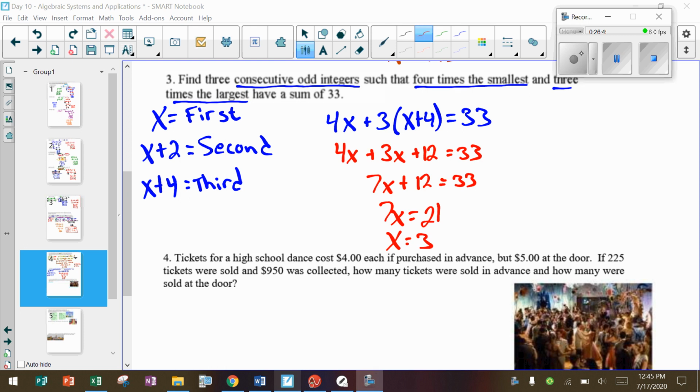So we get x is 3 after we solve it, which means my first odd number is 3, the next odd number is 5, and the third odd number is 7. 3, 5, 7. 3 odd numbers in a row.